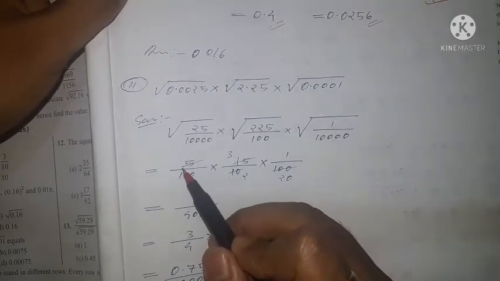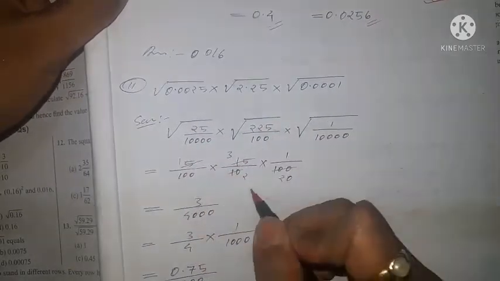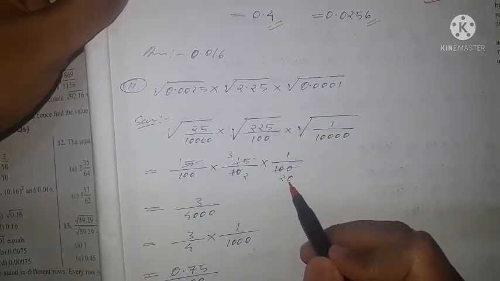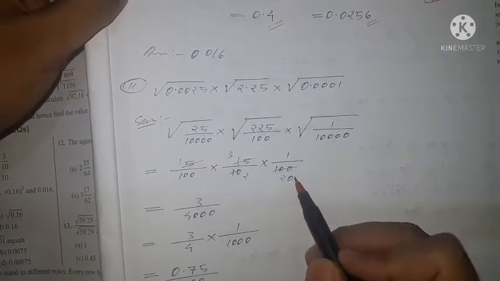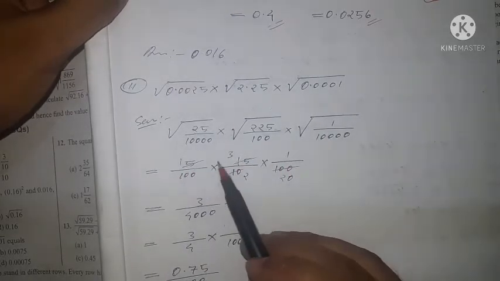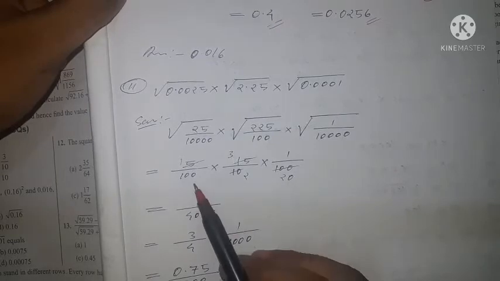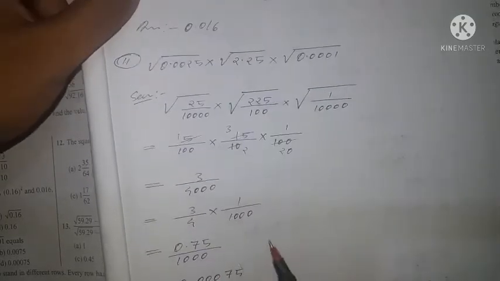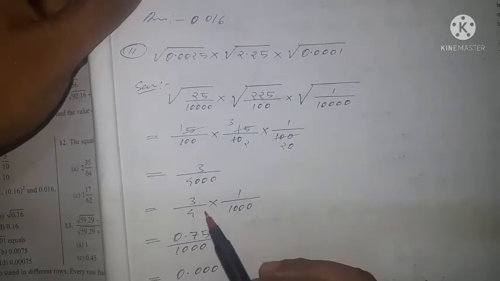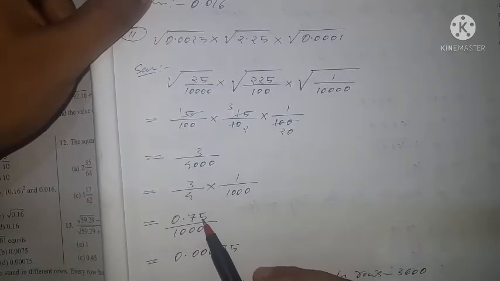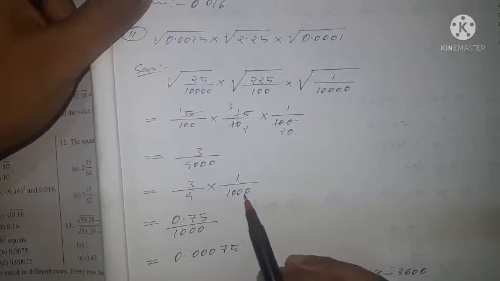So this we can cancel. 5 ones are 5 and 5 twos are 10. Again, this we can cancel with 5. 5 threes are 15 and 5 20s are 100. So therefore the numerator is 1 into 3 into 1, so that is 3, and the denominator is 100 into 2 into 20, that is 4,000. So this we can rewrite as 3 by 4 into 1 by 1000. So 3 by 4 is 0.75 divided by 1000.